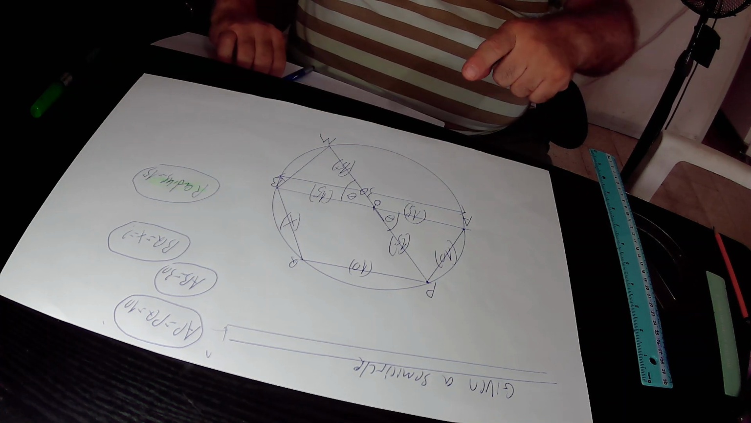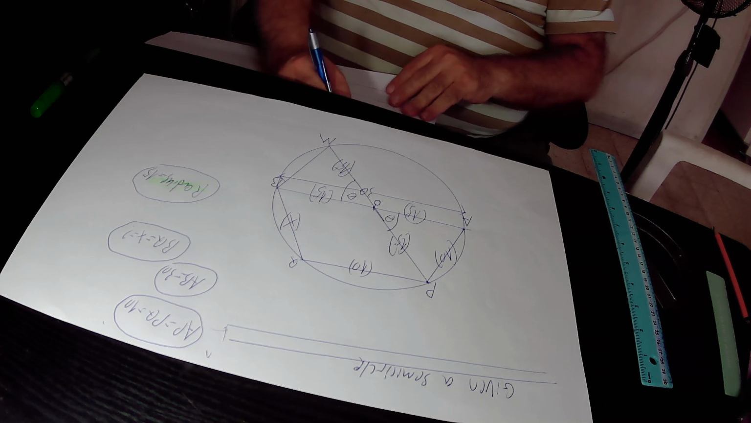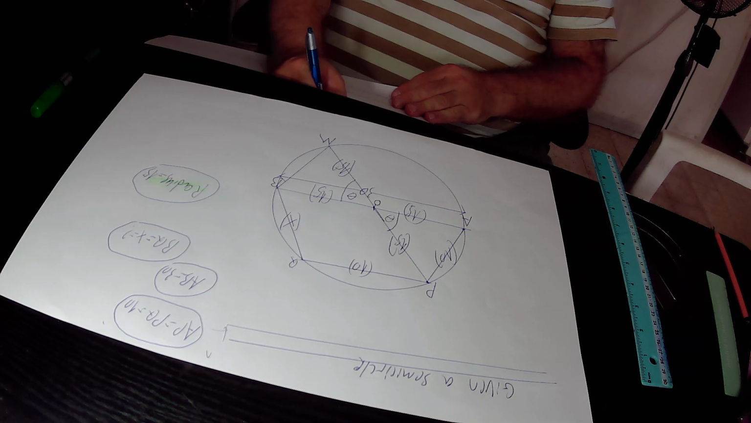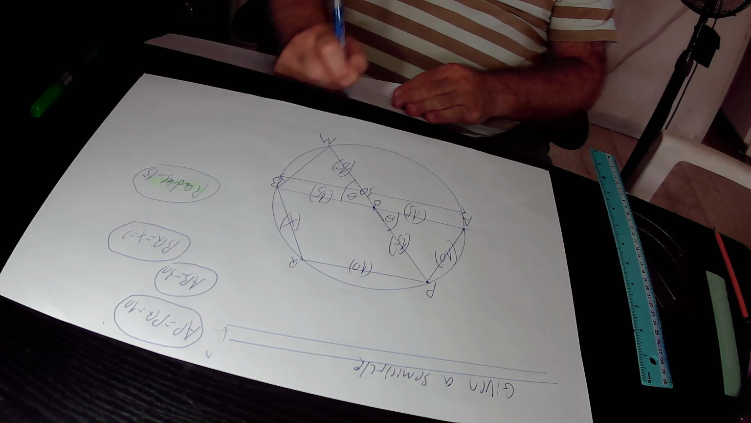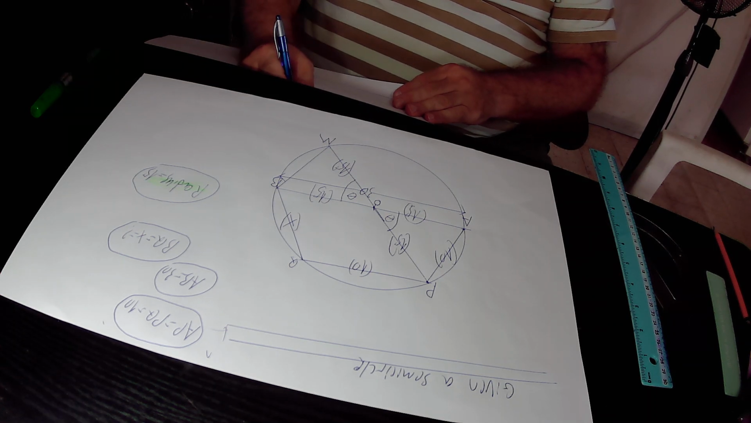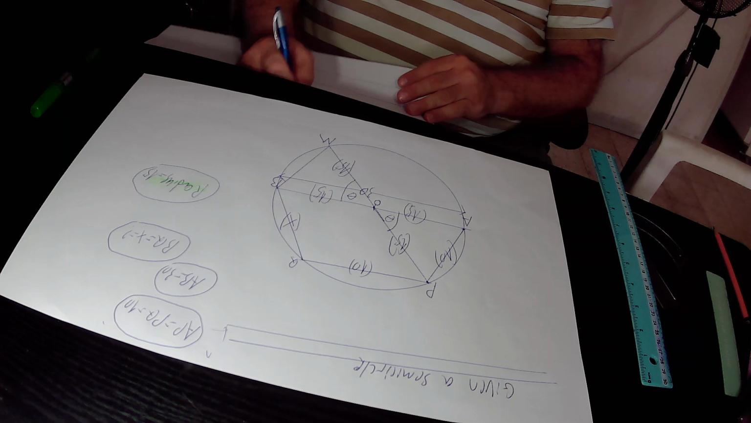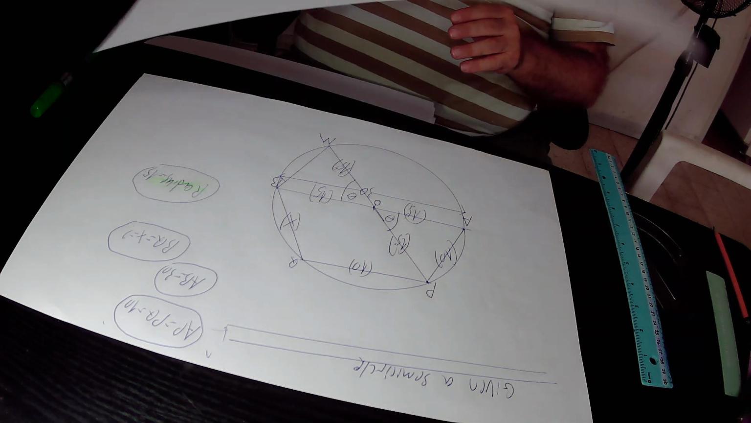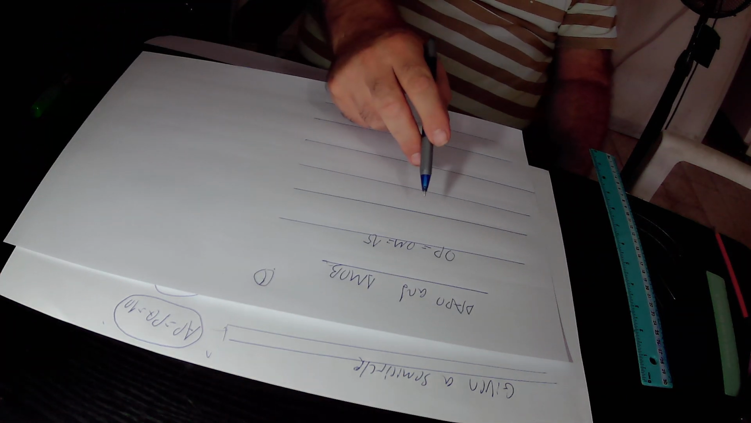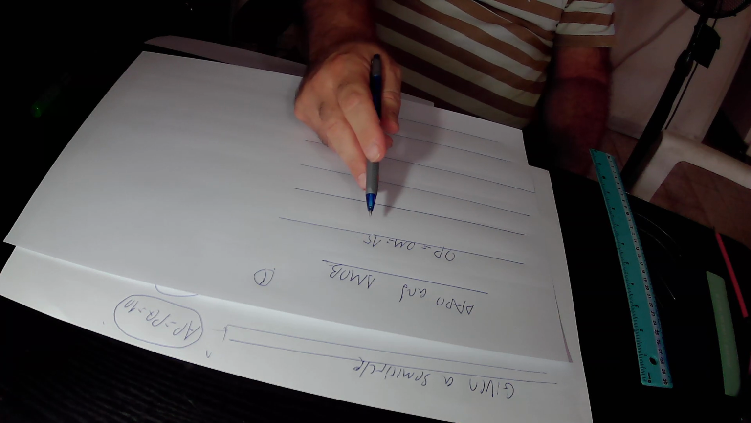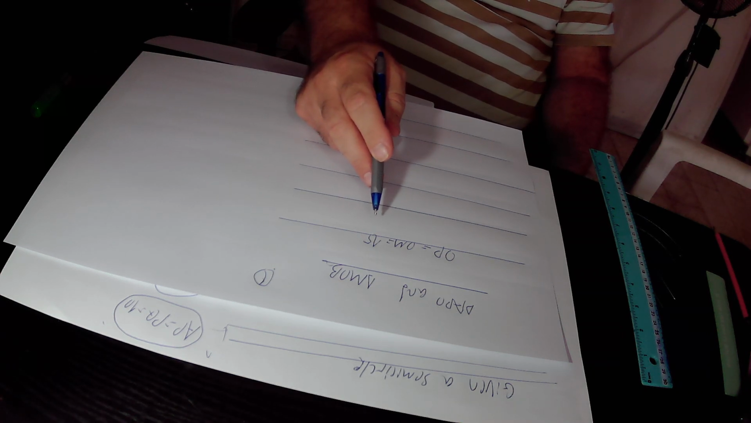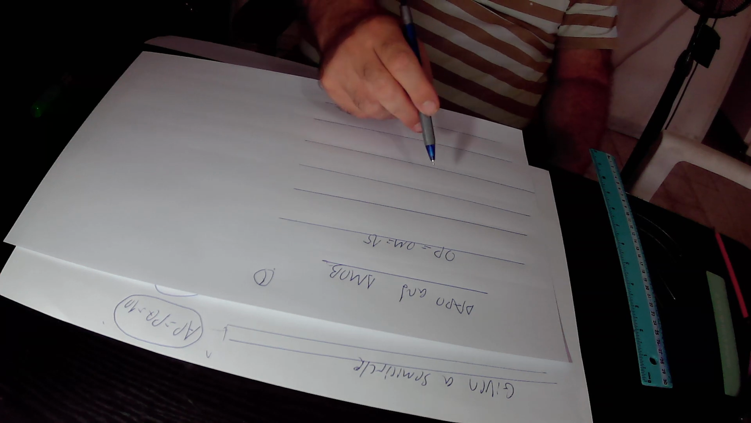So I write it down. OP equals OM. They are both the radii of the circle, equal to 15, and therefore they are equal to each other. Repeat again. Side OP of triangle APO is equal to side OM of triangle MOB. They are both the radii of the circle. This is equal to 15. Therefore they are equal to each other.